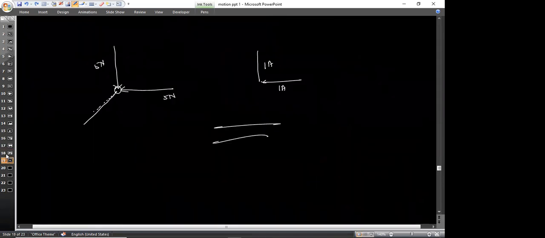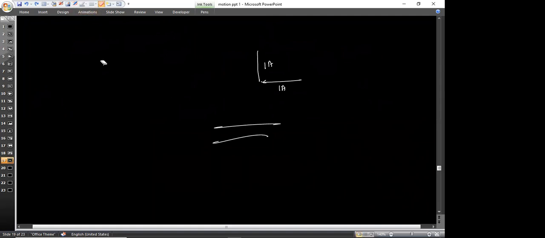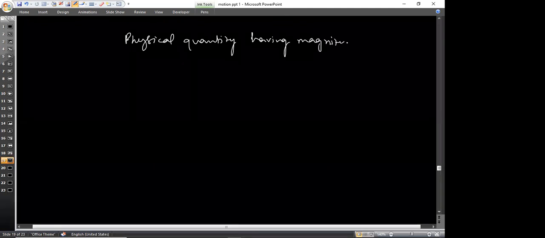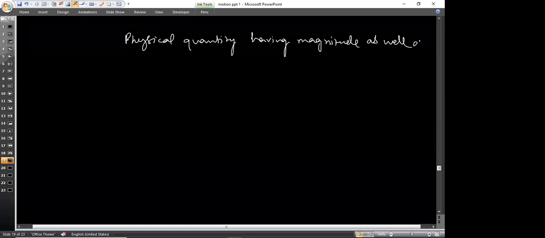Okay. Let me explain one more time. I'm saying that a physical quantity having magnitude as well as direction is called a vector quantity. Okay, vector quantity.